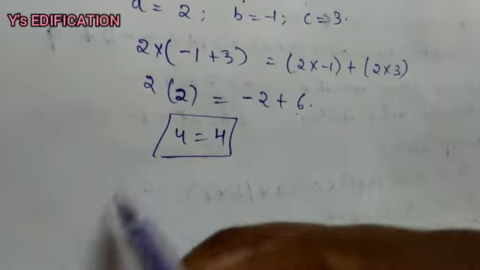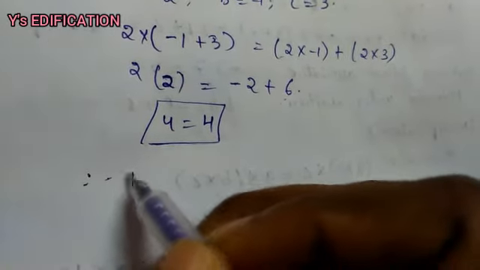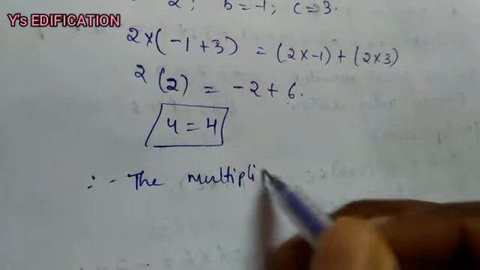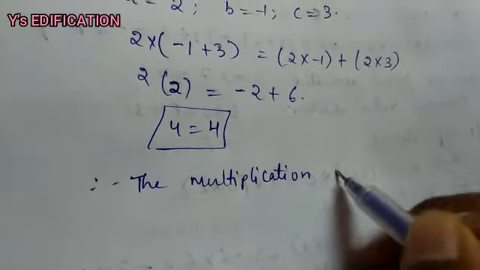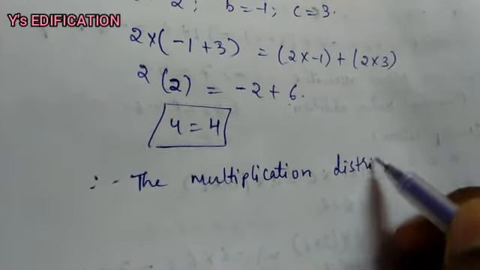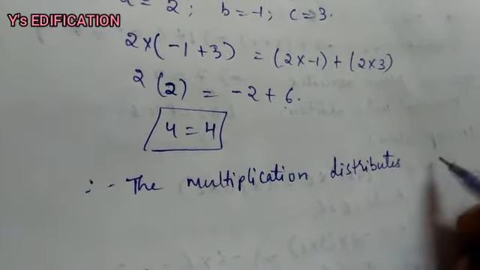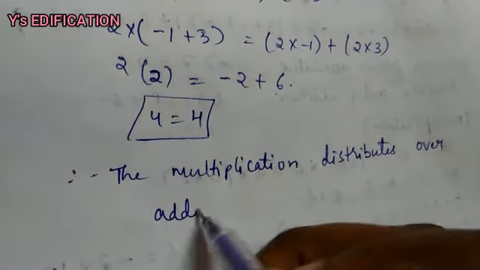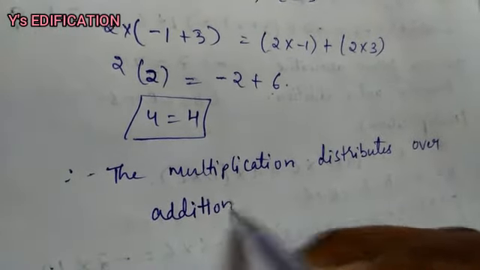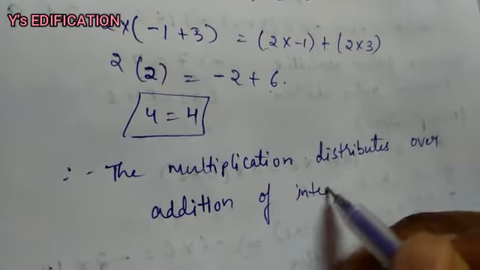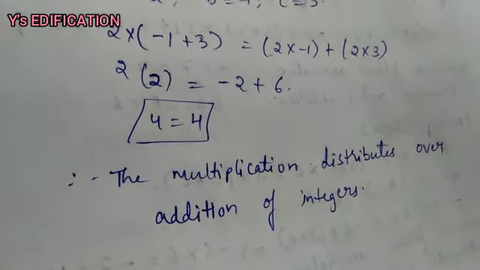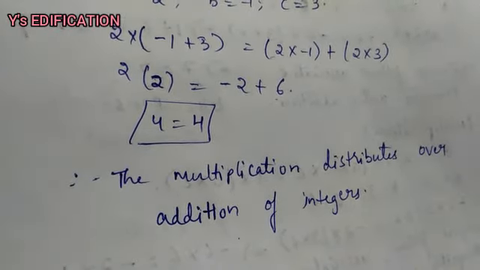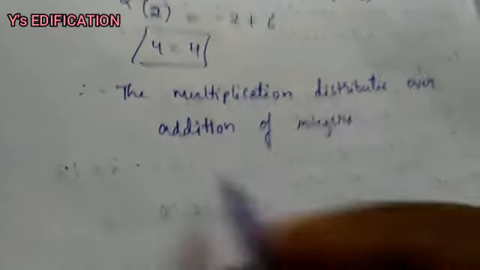So how can we say that? We can say the multiplication distributes. This is the distributive property, so it distributes over addition. The multiplication distributes over addition of integers. Okay, the multiplication distributes over addition of integers. And the next one is identity.